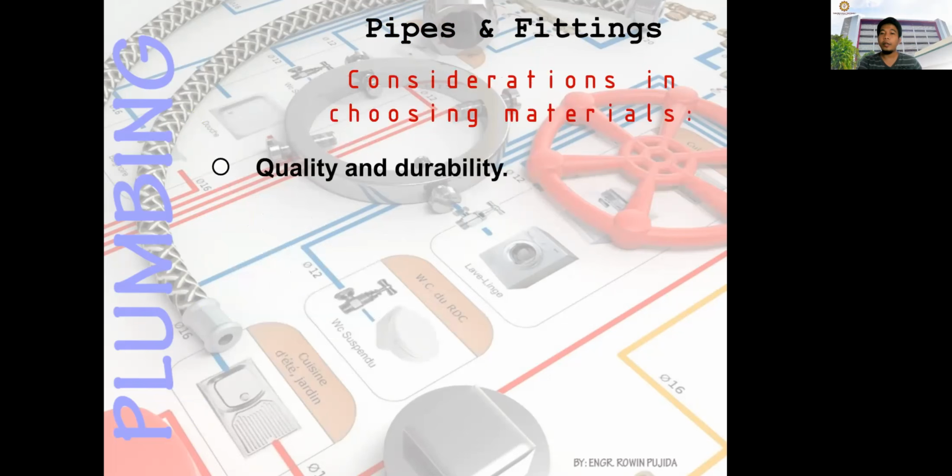So next is the consideration in choosing your materials. If you are to construct a building, you are to choose what materials to be used in that building project. Okay. So first, you consider the quality and durability of the material. So for me, I always use either of the two for water distribution system, the PPR or the galvanized iron. Or maybe if I will choose just the two plastic pipes, you have the PVC and the PPR.